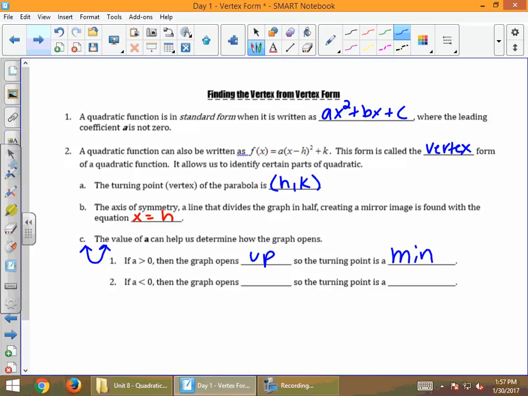So if the number out in front is less than 0, meaning it's negative, which way is it going to open? Down. Like so. Or something like this. That means, is the turning point going to be a maximum or minimum? Yeah, high up.